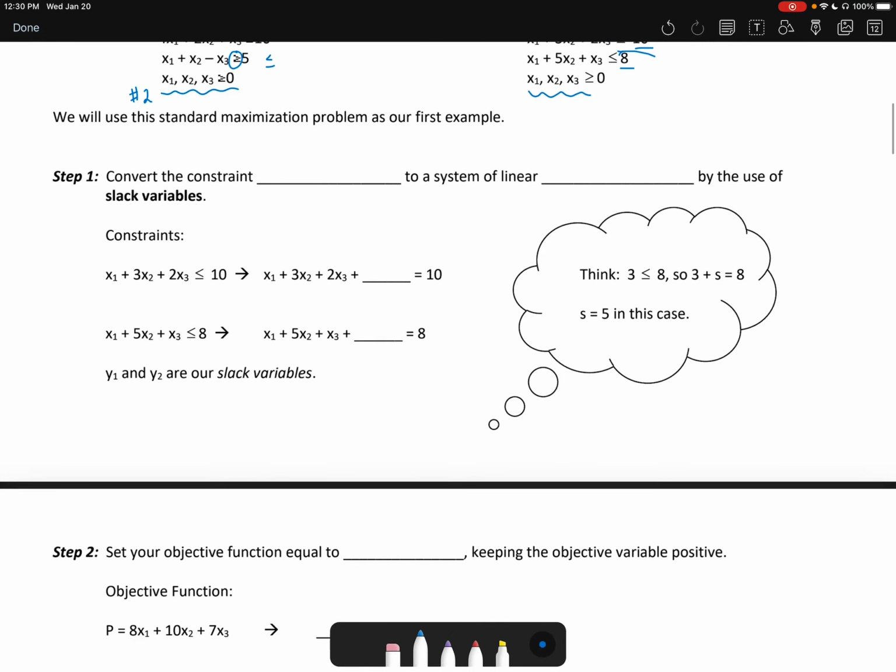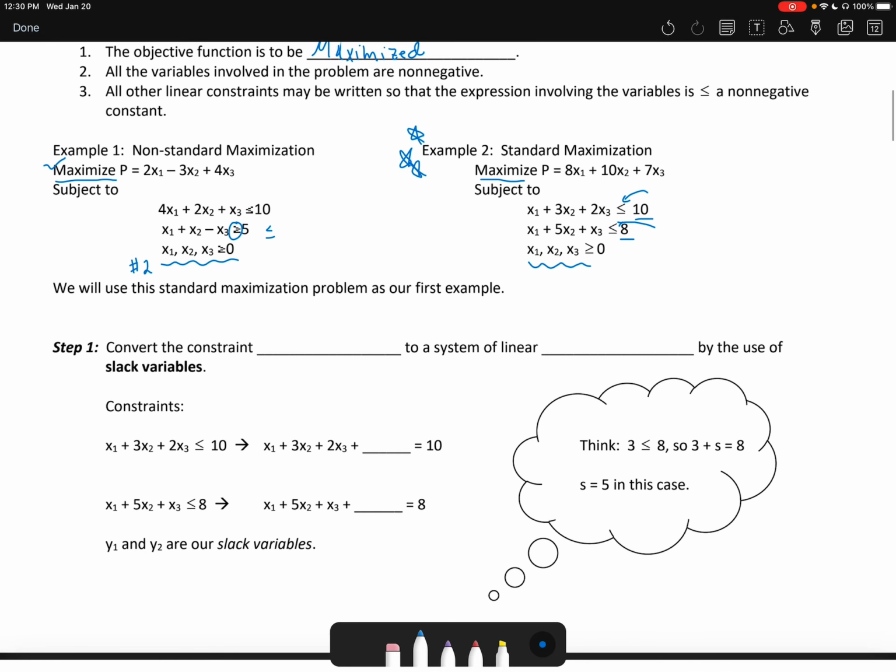Okay, so let's go ahead and think about this problem from example 2, which is going to be our first example. The first thing you do in a simplex method is that you convert the constraint inequalities into a system of linear equations by the use of what we call slack variables. Okay, so these are the two constraints. They start off as less than or equal to inequalities, so we're going to turn those into equations.